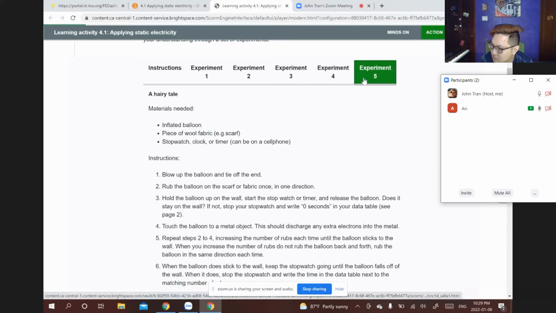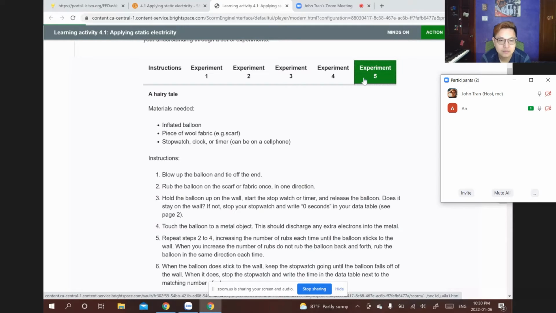Experiment 5. Materials needed: inflated balloon, piece of wool fabric, stopwatch, clock, or timer. Blow up the balloon and tie off the end. Rub the balloon on the scarf or fabric once, in one direction. Hold the balloon up on the wall. Start the stopwatch or timer and release the balloon to stay on the wall. If not, stop your stopwatch and write 0 seconds.